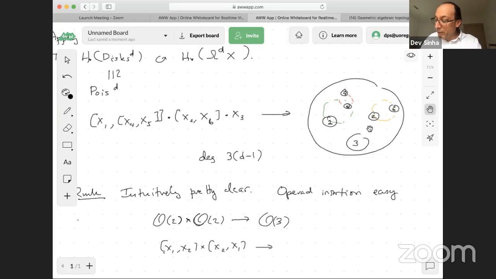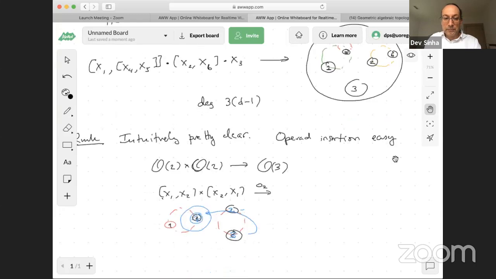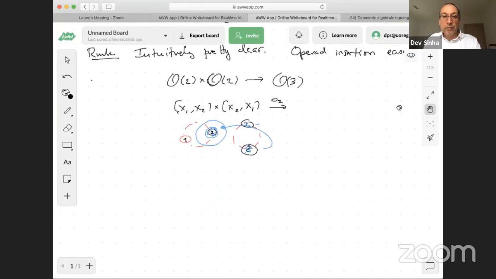So if I'm inserting this in 2, this means I've got the points 1 and 2 are orbiting. This also would be points 1 and 2 are orbiting, but I would call them 2 and 3 if I were inserting them into 2. So if I insert them into 2 here, that means I'm going to call this 2 and call that 3, and this sort of becomes an orbiting picture down there. So the operad insertion is easy.